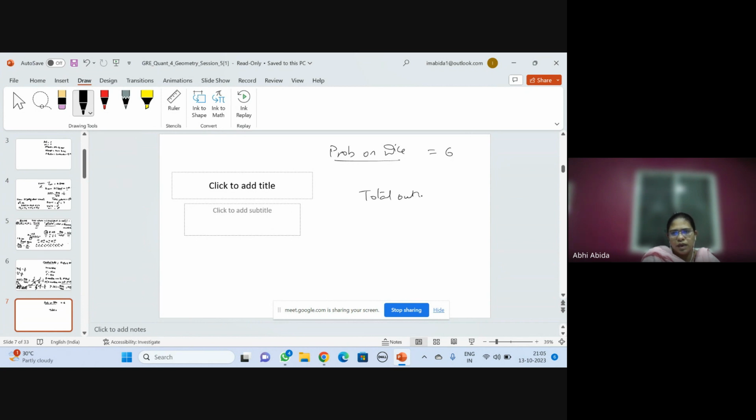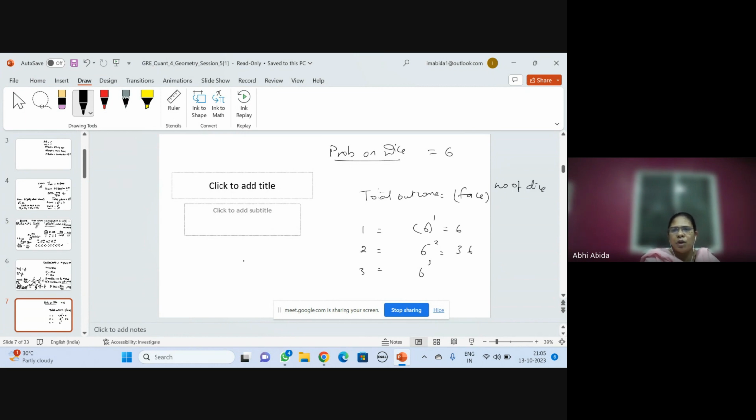So, a simple thing here also. The total outcome will always be faces to the power of the number of dice. Faces are 6. If one die is thrown, the total outcome will be 6 to the power of the number of dice. 6 to the power 1, that is 6. If 2 dice are thrown, 6 to the power 2, that will be 36. If 3 dice are thrown, what will be the total outcome? 6 to the power 3.